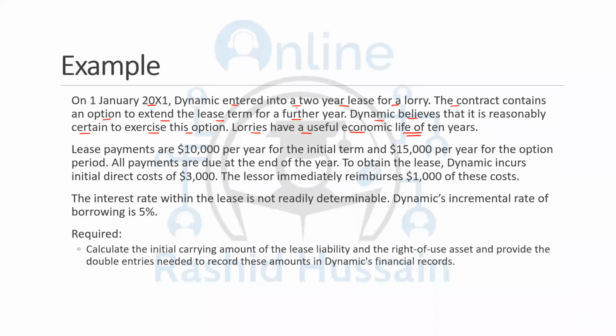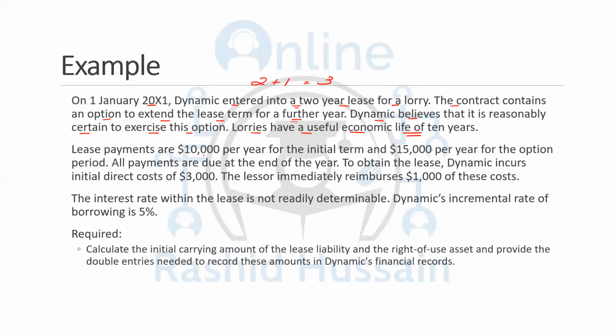Now, the non-cancelable period is 2 years, and there is an option within the contract to extend the lease for a further year. And they are reasonably certain that they will be exercising that option. So the lease term is going to be 2 plus 1 is equal to 3.